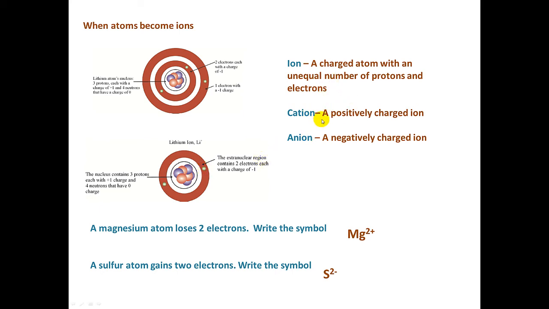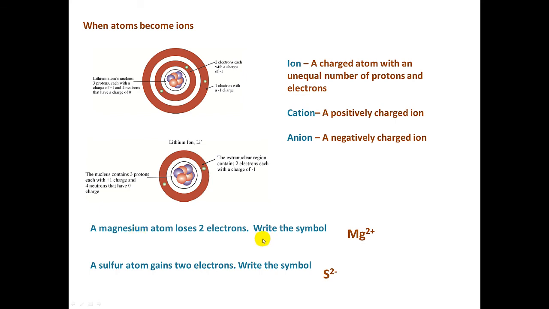A cation is a positively charged ion. And in this case, when the lithium atom loses an electron to become the lithium ion, it is a cation. Now, atoms can also gain 1 or more electrons. And when an atom gains 1 or more electrons, we call it an anion, and this is a negatively charged ion.